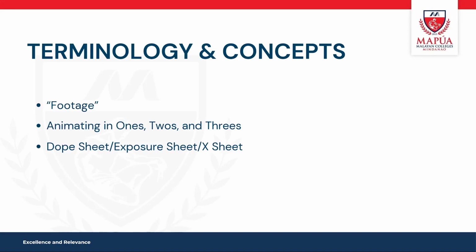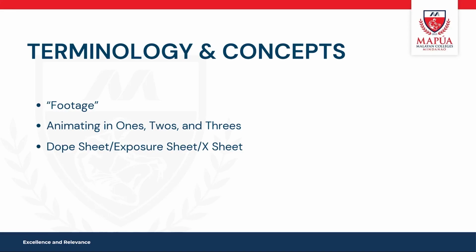Last is the term dope sheet or exposure sheet or X sheet. In these sheets, the animators explain what's going on in each scene. It will explain what frames should be exposed, what is the purpose of the certain frame being given or being shown, and what will follow that specific frame.